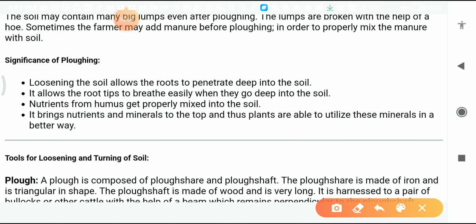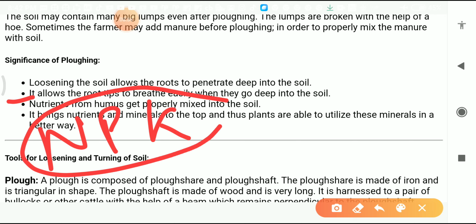Third point, nutrients from humus get properly mixed into the soil. The human body wants nutrients, and plants also want nutrients. NPK, nitrogen, phosphorus and potassium, these three nutrients are very important for the plant. When we loosen the soil, what happens?